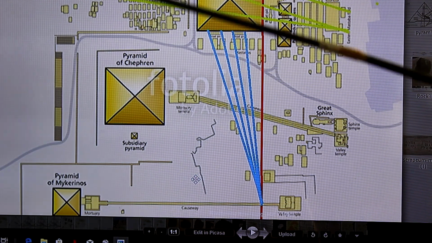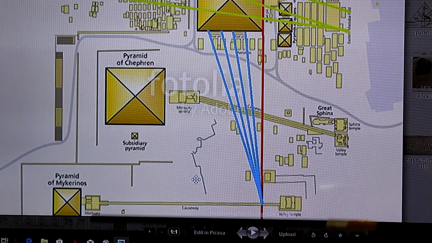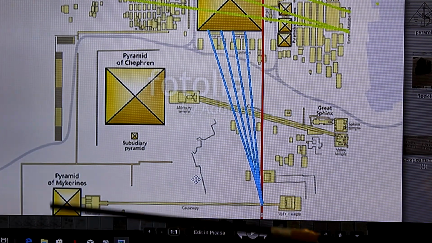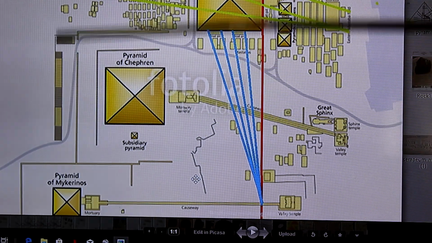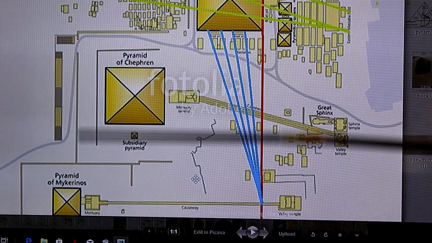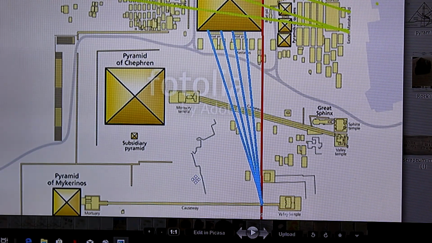Over here, and this part we will now go into, because it's using the lower pyramid here, we will display exactly what this part of the complex does.